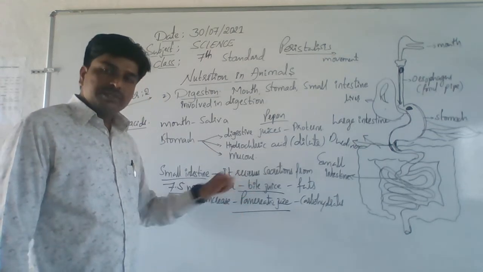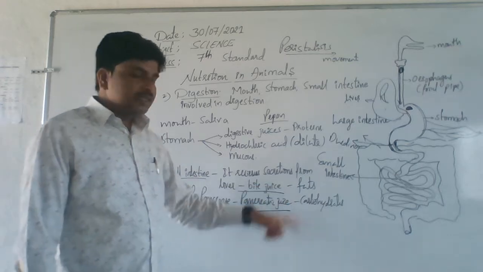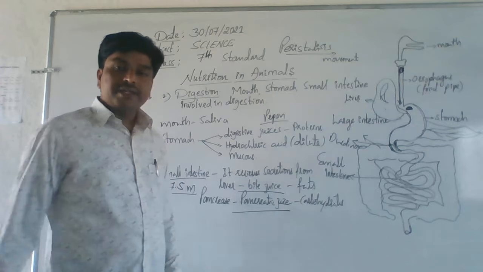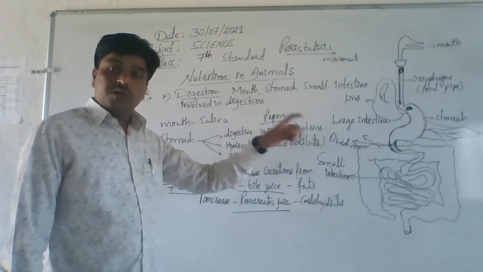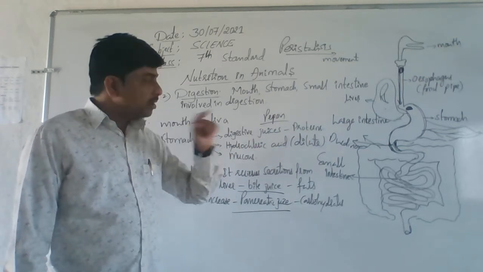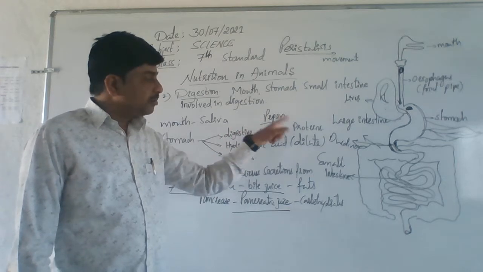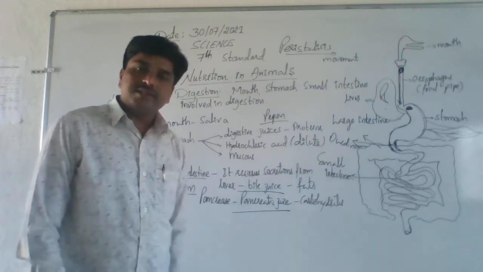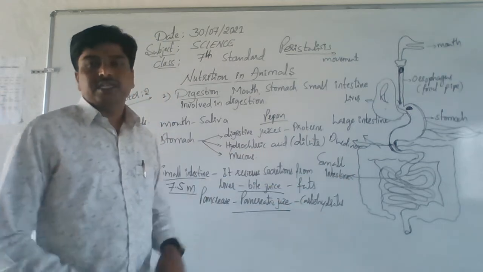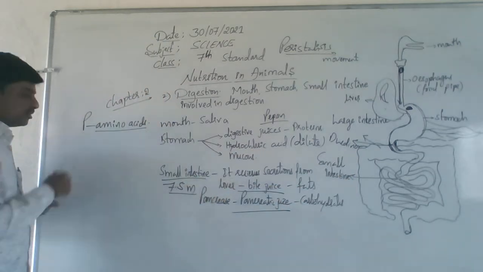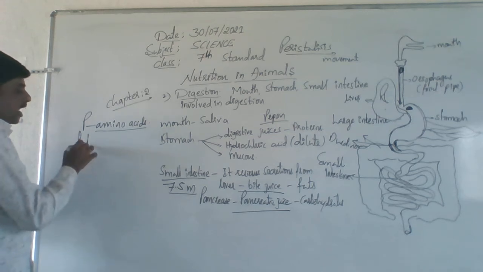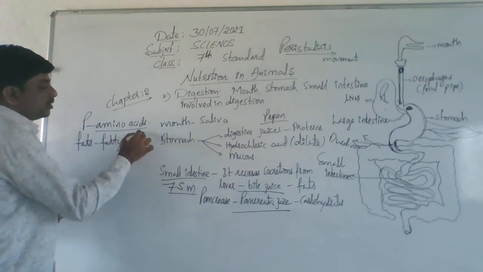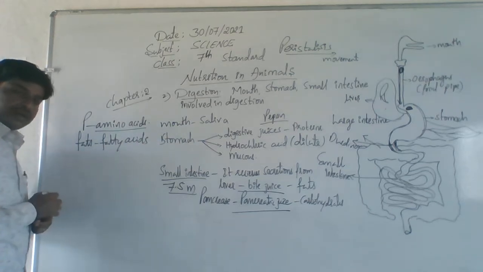Okay? What is the function of this bile juice, sir? That helps in the breakdown of fats. In the stomach, breakdown of proteins takes place. In what way? Pepsin, the digestive juice, breaks down the proteins into amino acids. Here, in the case of the small intestine, breakdown of fats takes place. So this bile juice converts fats into fatty acids. Understand?